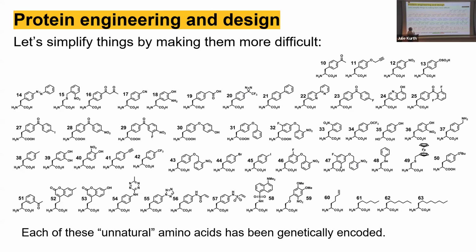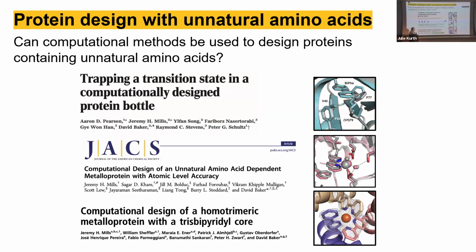Any of these amino acids that you see here, which have chemical functional groups that are not found in the naturally occurring amino acids, can be placed into proteins. And so when I started my postdoc, I wanted to ask the question, can these unnatural or non-canonical amino acids be used to design interesting proteins?